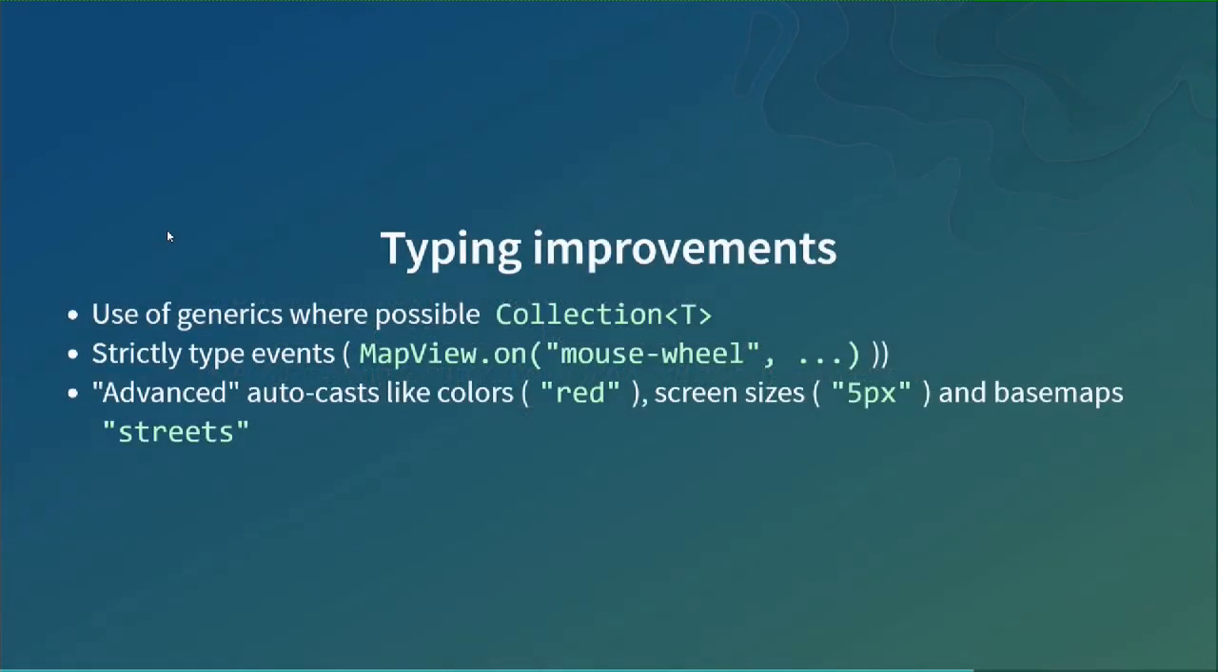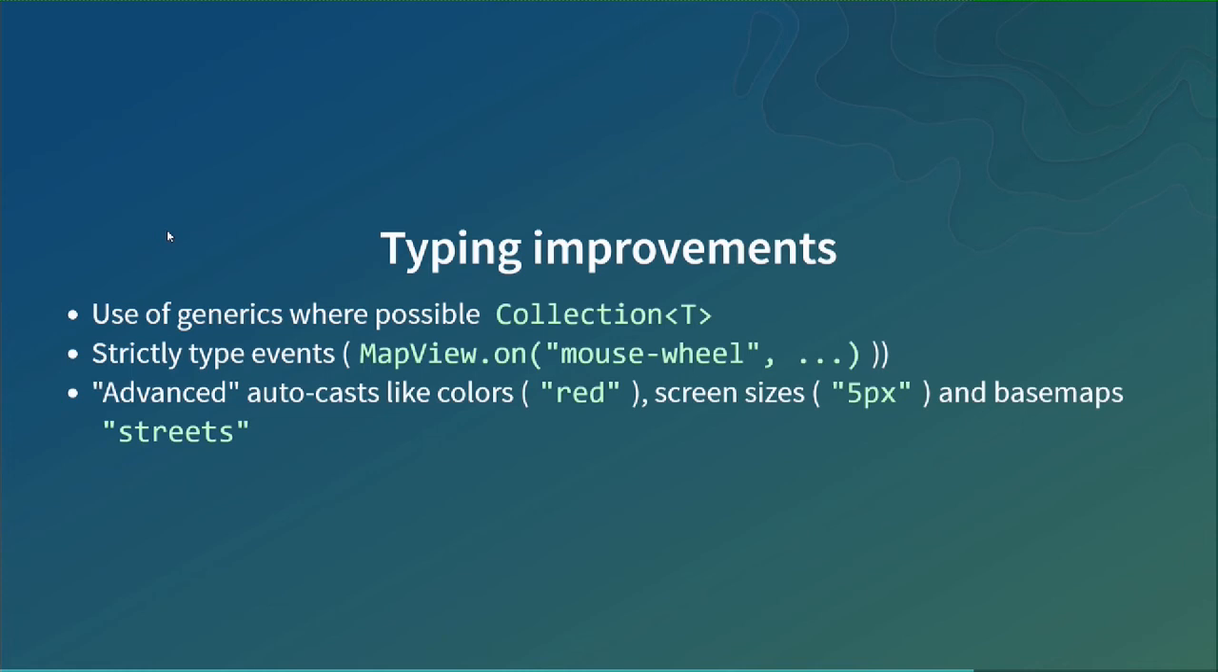We did a couple of typing improvements since last year, so we're always actively working on our typing support. We are using our public typings ourselves for other projects, which is a good way to make sure they are correct. We now use generics where possible, which helps a lot if you use collections, to make sure that all the methods return the subtypes. We strictly type events on the views, so in the event handler you know what kind of fields you can access on the event object. And we do more advanced autocasting, for colors, for example.